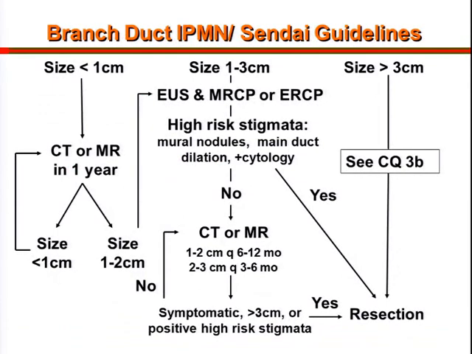This is an algorithm in the Sendai guideline, former guidelines, where the cyst size more than 30 millimeter was one of the indications for resection of branch duct IPMN. But it was a kind of notorious to decrease the specificity of the diagnosis of malignant change. We did recognize this problem at that time in 2005 and inserted this sign here, see clinical question 3B, in this algorithm.